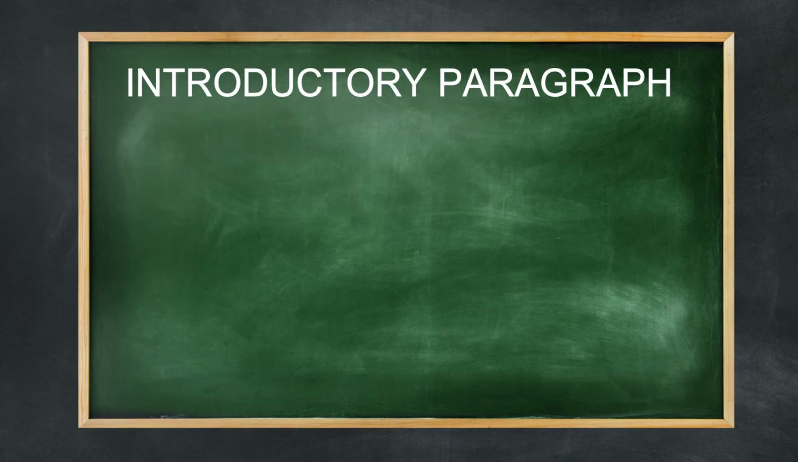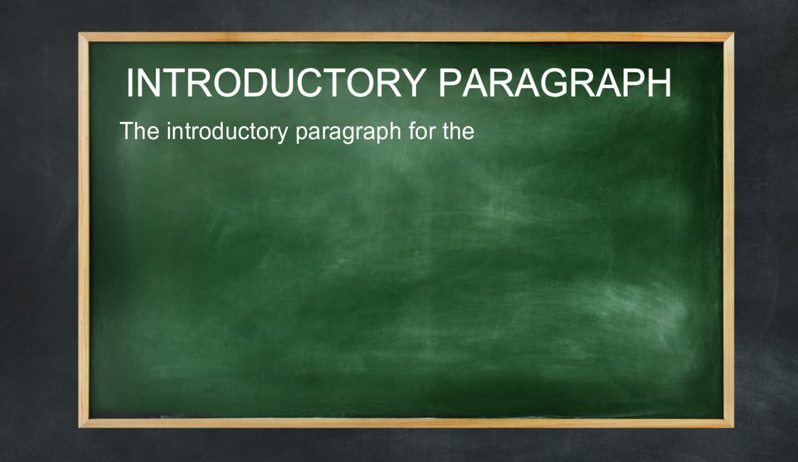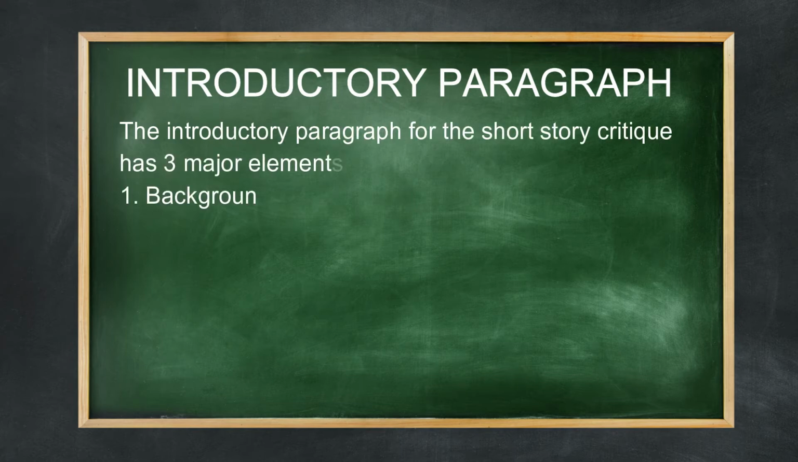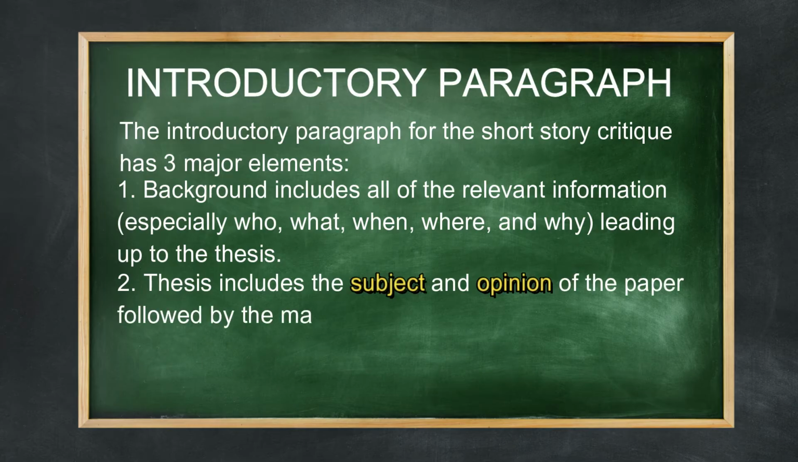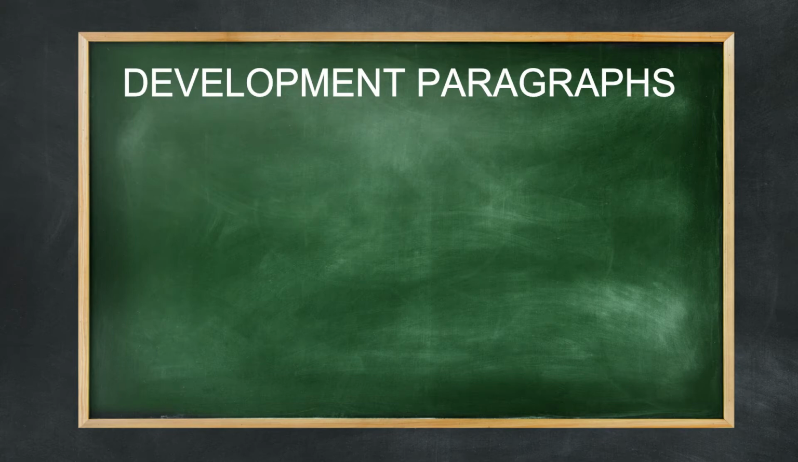The introductory paragraph. The introductory paragraph for the short story critique has three major elements: the background, your opinion on the work as a whole, and the thesis. The background includes all the relevant information leading up to the thesis. The thesis includes the subject and the opinion of the paper, followed by the main points. The most important element in writing a critique is a workable thesis statement, which appears near the end of the introductory paragraph.